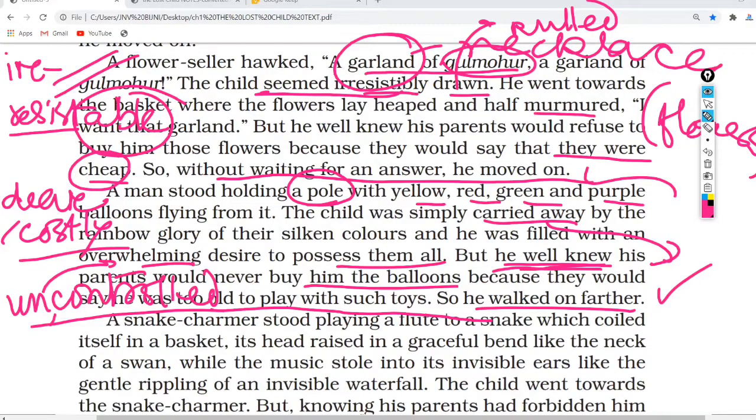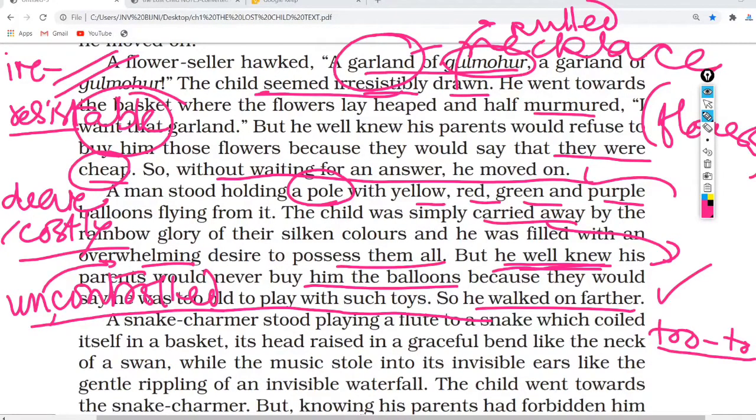So what will the parents say? The parents will say that he was too old to play with such toys. Too old to play. You see, "too" is the conjunction, the compound conjunction. Here, I tell you, "he is too old to walk" simply means "he is so old that he cannot walk." He is so old that he cannot walk.